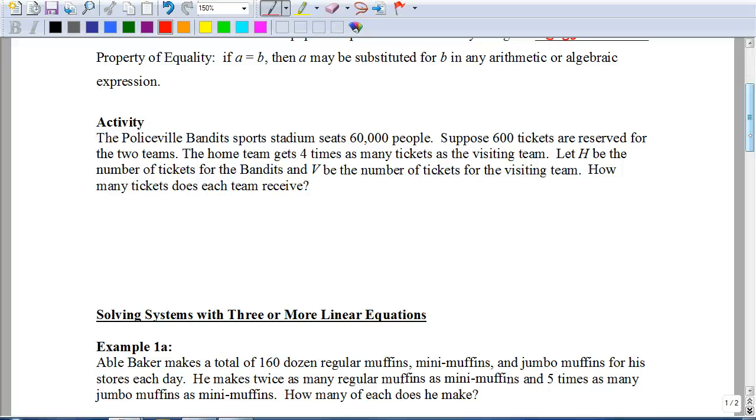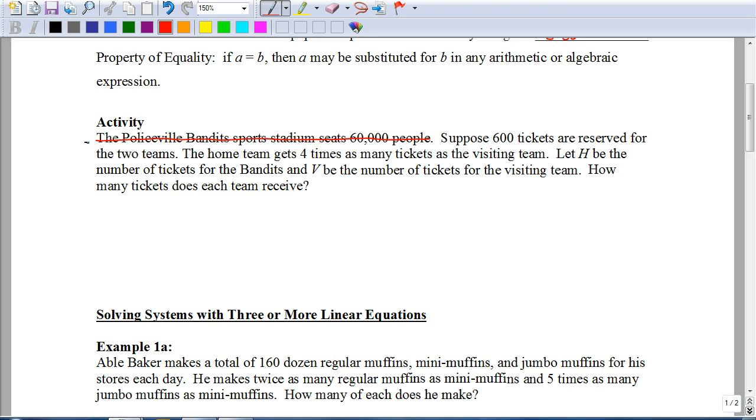This often happens in football, for example, where the home team gets this number of tickets for their family and friends to be able to come and watch them play, and the visiting team gets a certain amount as well. Now, they don't get the whole stadium to themselves, so the fact that the stadium seats 60,000 people is an extraneous, or extra, piece of information there.